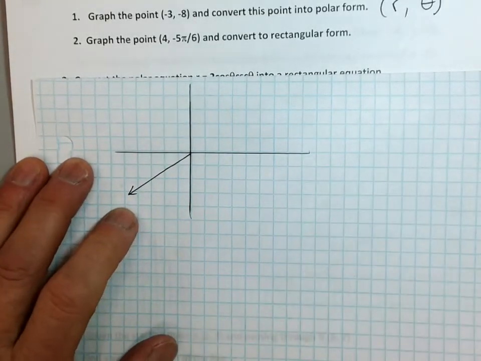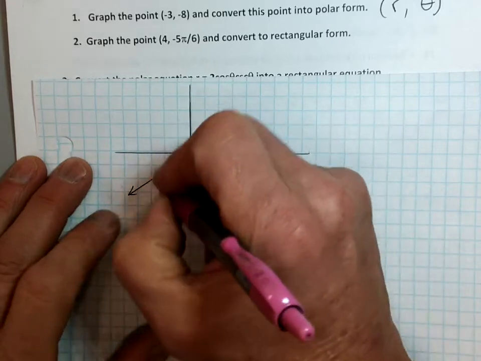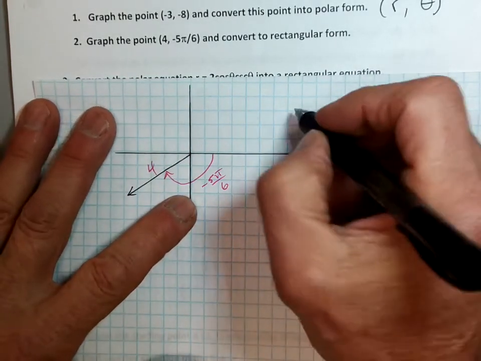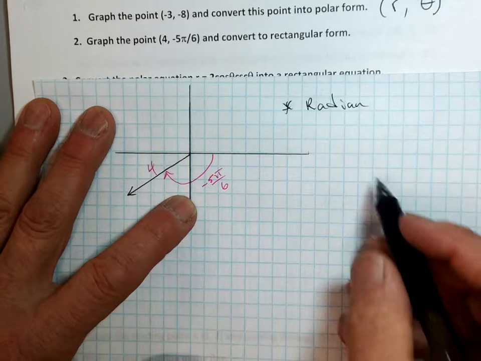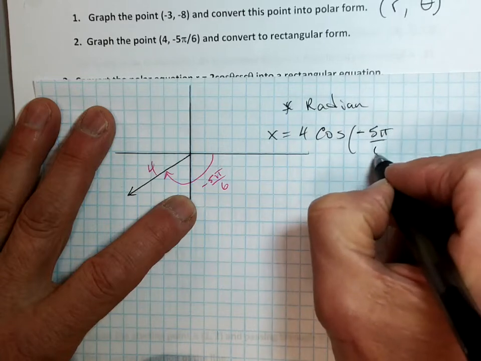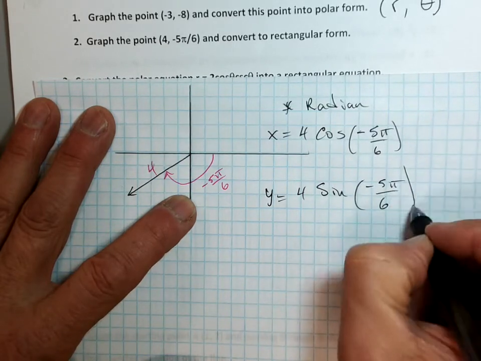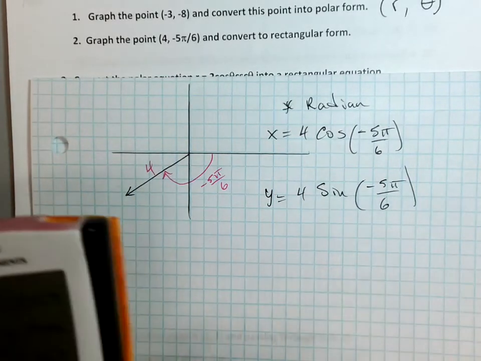So my angle is at -5π/6. My radius is 4. If I want to convert it, I'm going to change my calculator to radian mode because of the pi's, right? And I'm going to go x equals 4 cosine of -5π/6, and y equals 4 sine of -5π/6. And I'm just going to use my calculator. Here, radian mode. Enter, quit. 4 cosine of negative 5π/6. And I get an answer of negative 3.46.